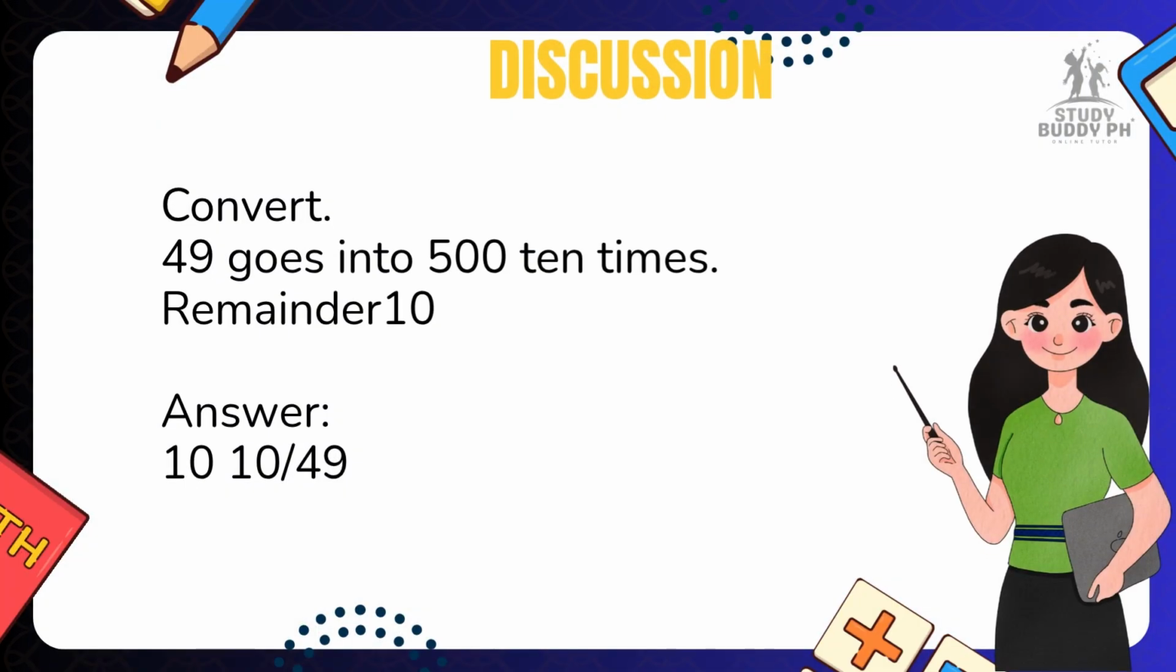Convert. 49 goes into 500 10 times. Remainder 10. Answer, 10 and 10 over 49.